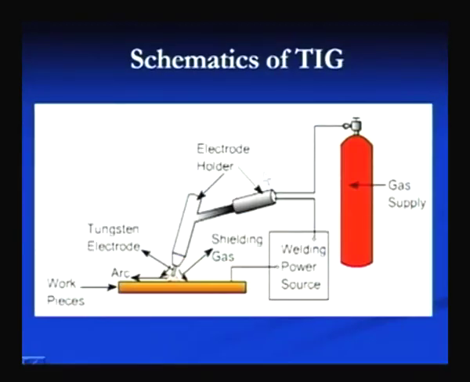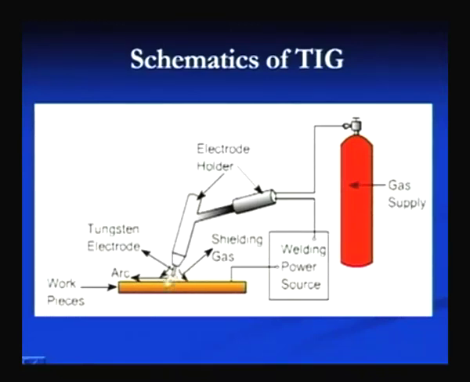We can see the schematic diagram of the tungsten inert gas welding process, where this is the workpiece and this is the tungsten electrode. An arc is struck between the workpiece and the electrode, and the heat generated by the arc is used for melting of the faying surfaces of the workpiece. As per needs, filler metal can be added either manually or automatically in the arc region for filling the groove, the gap between the faying surfaces.